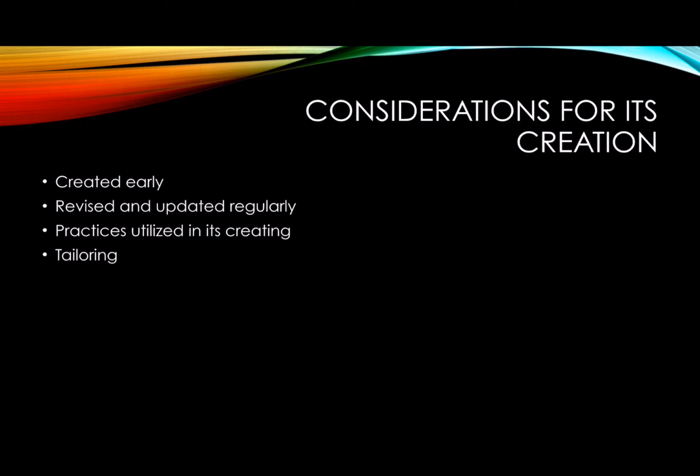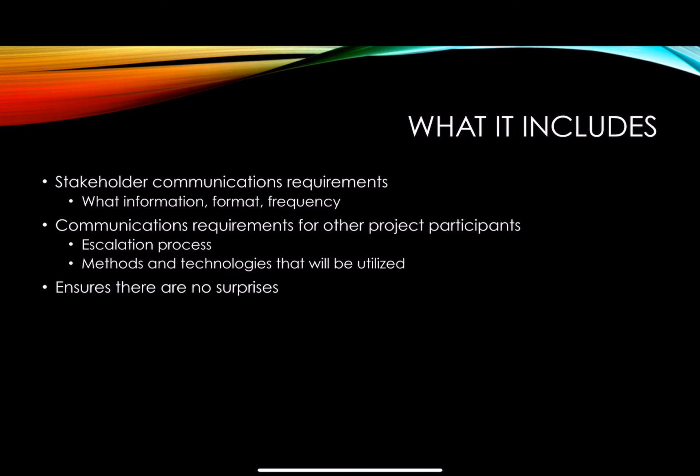When tailoring a planned communication management document, you need to consider stakeholders, physical location, communication technology, language, and knowledge management. It also needs to make considerations for agile environments if and when applicable. This plan details what the stakeholder communication requirements are, including what information each stakeholder requires, what format they need to receive it in, the level of detail required, how frequently they need it, and who is responsible for delivering it. It will also detail that same information for some project participants, as well as detail the escalation process and the methods and technologies that will be utilized on the project.